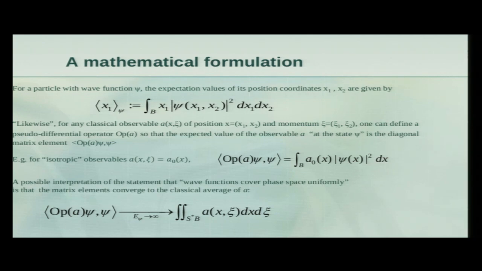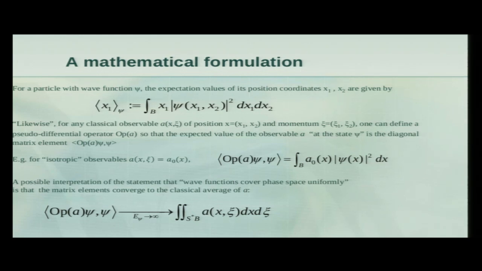And for a general observable, meaning some function of position and momentum, there is a pseudo-differential operator defined from the observable so that the expected value at this quantum state is given by the inner product of the operator applied to the wave function against the wave function itself. So for instance, and the only thing that really needs to concern us, if I just want to measure some function of position, all I have to do here is compute the expected value of this observed function of the position using the wave function as the probability density. So that's a simple-minded thing.